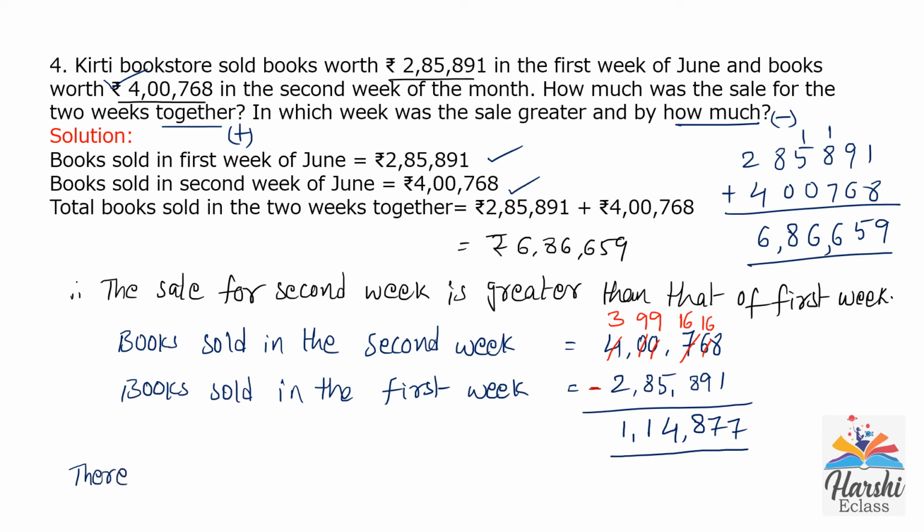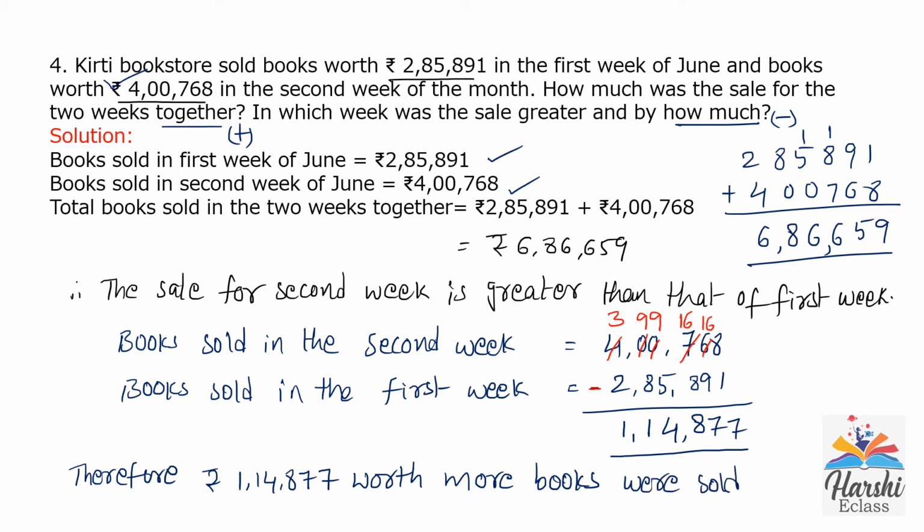Therefore, 1,14,877 rupees worth more books were sold in the second week of June.